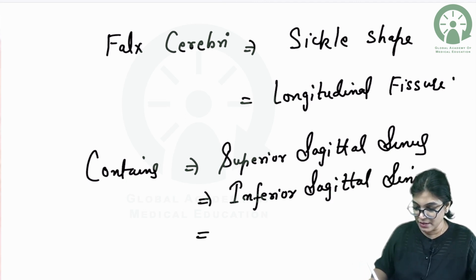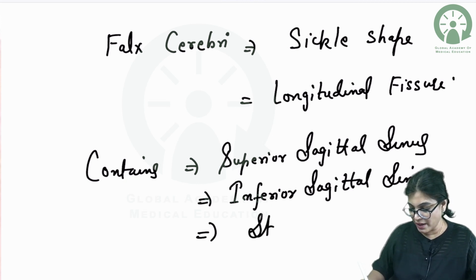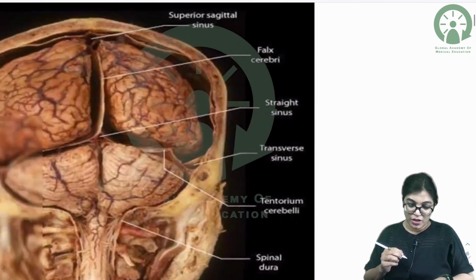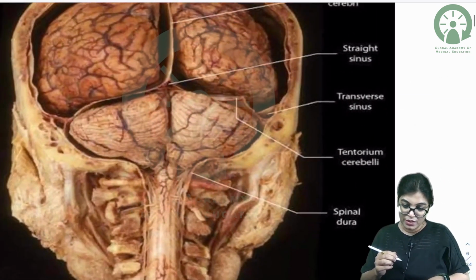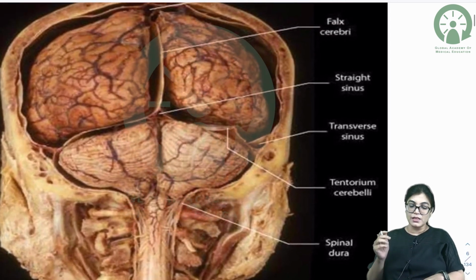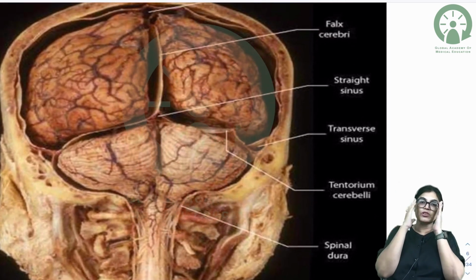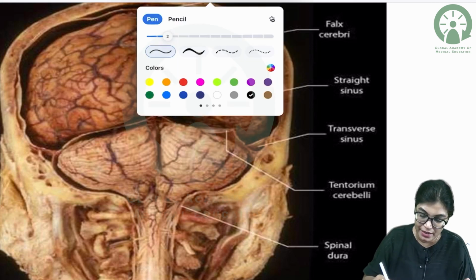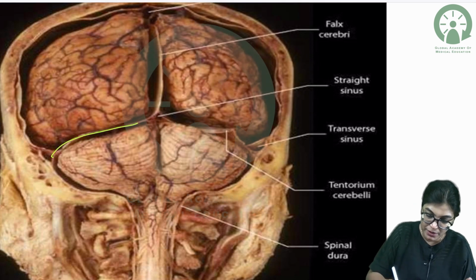It contains straight sinus. Now let's talk about another fold which you can see in this diagram. This is the cranial cavity which is opened up posteriorly. When the cranial cavity is opened up posteriorly, you can see the tentorium cerebelli. So in this diagram, this is the tentorium cerebelli.